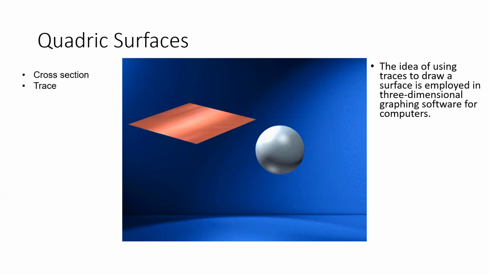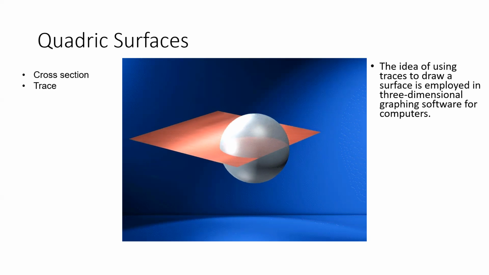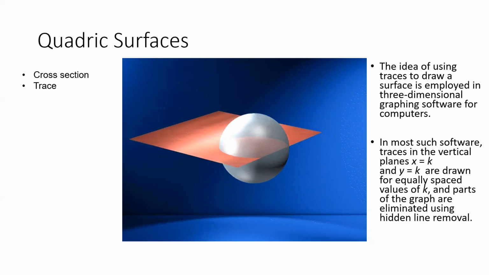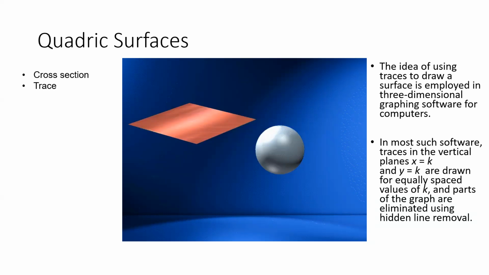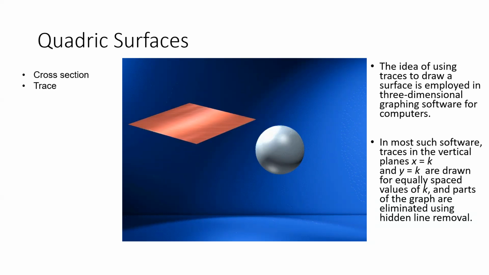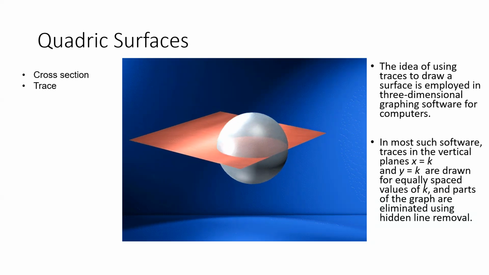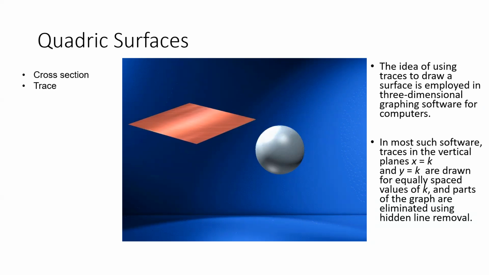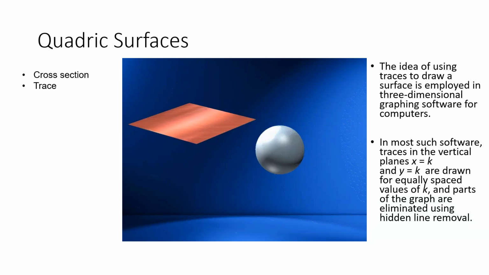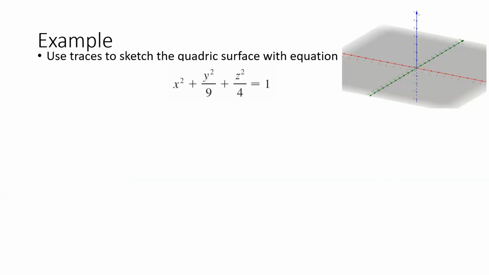The idea of using traces to draw a surface is employed in three-dimensional graphic software for computers. In most such software, traces in vertical planes x is equal to k, y is equal to k are drawn for equally spaced values of k, and parts of the graph are eliminated using hidden line removal. Okay, let's learn this method with the help of examples.